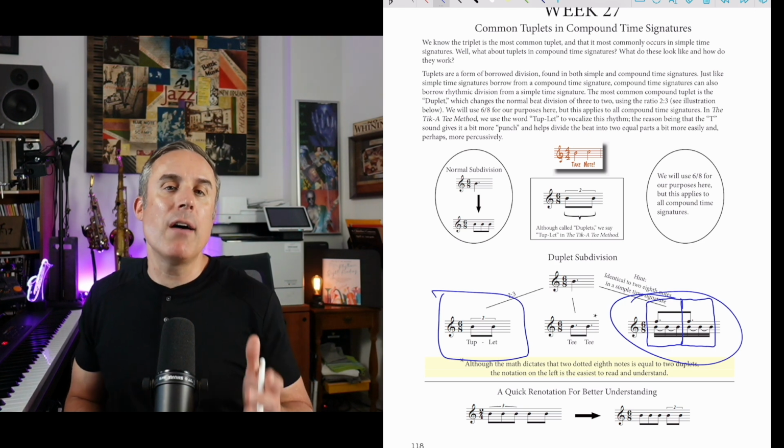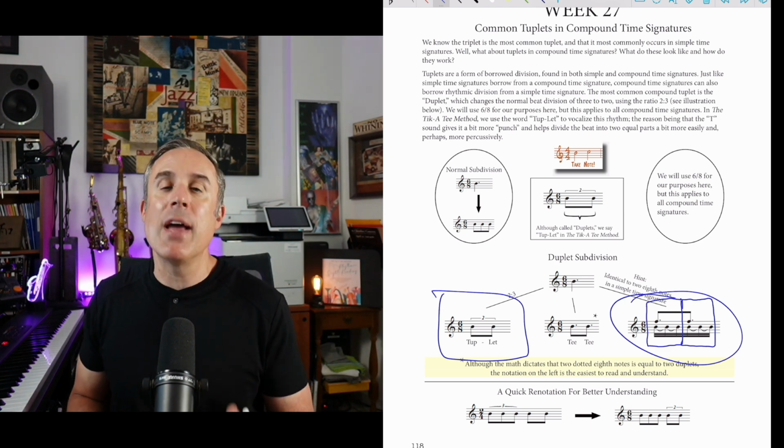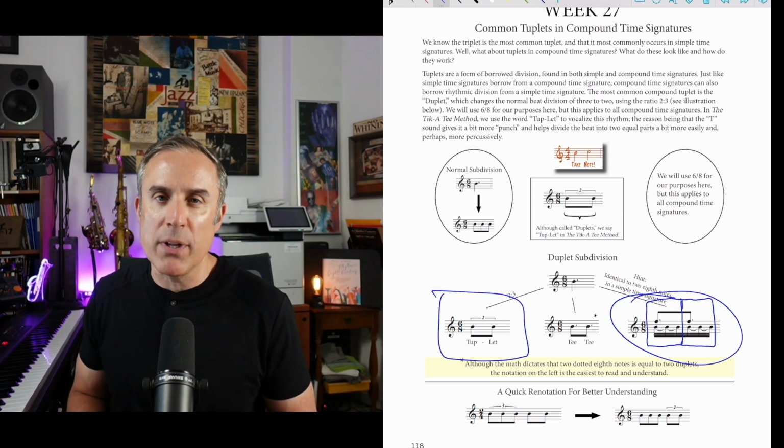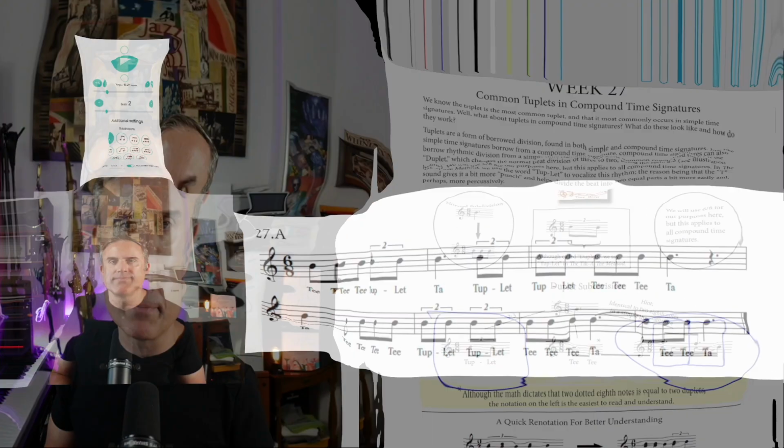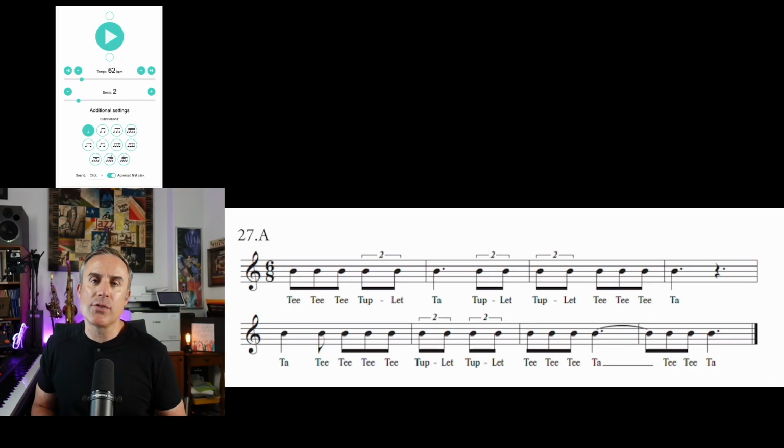All right, while we have duplets fresh in our mind here, and before I introduce quadruplets, let's go find a practice exercise that only has duplets in it. All right, here we are at exercise 27A. This exercise only has duplets included in it, and it also has the Tik-A Tee verbiage, which is really helpful. Let's get to the analysis.